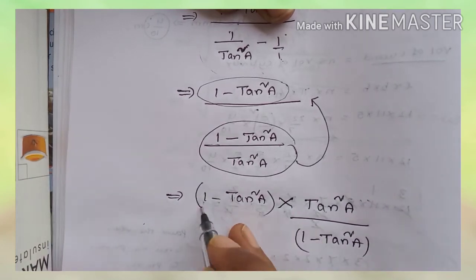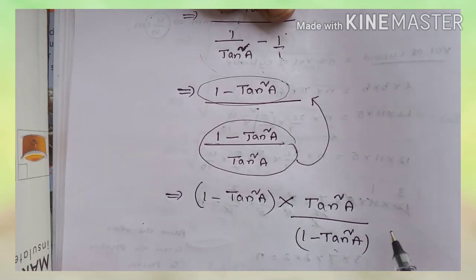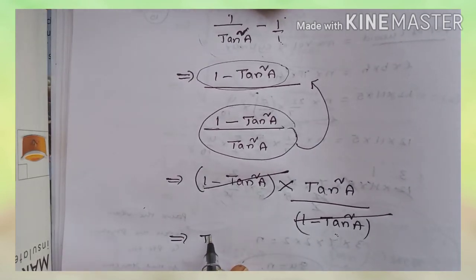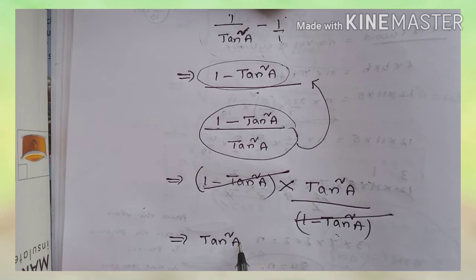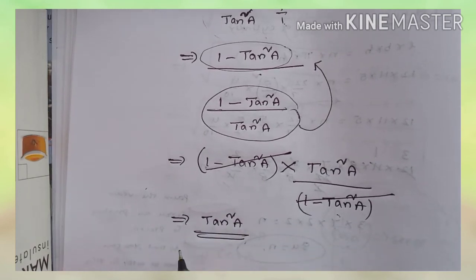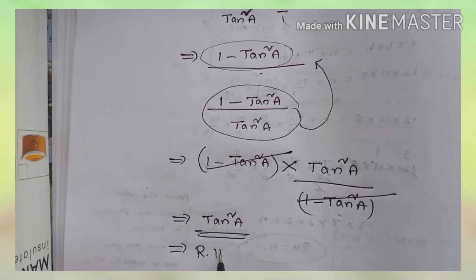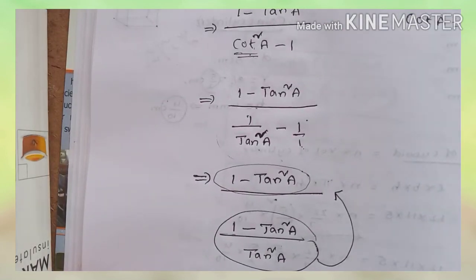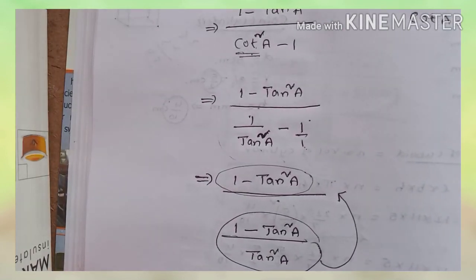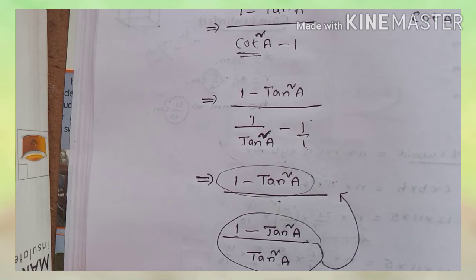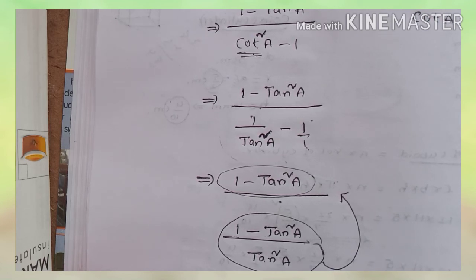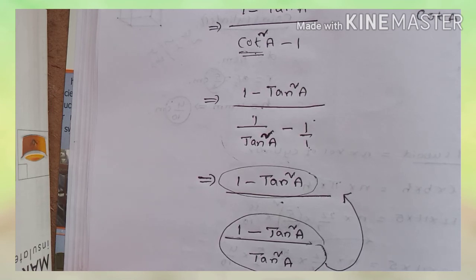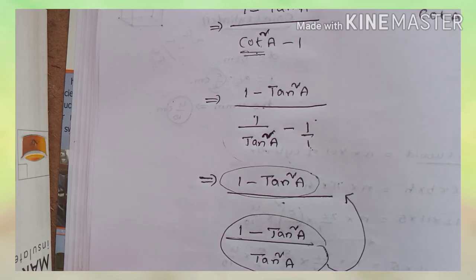Here this is 1 minus tan squared A, and the denominator is also 1 minus tan squared A. Both terms get cancelled. Now the remaining value we can write is tan squared A. This is our requirement, RHS. Right? Now if you are getting any doubts in solving the problem, please watch the video again from the start, then you will be able to understand each and every problem.